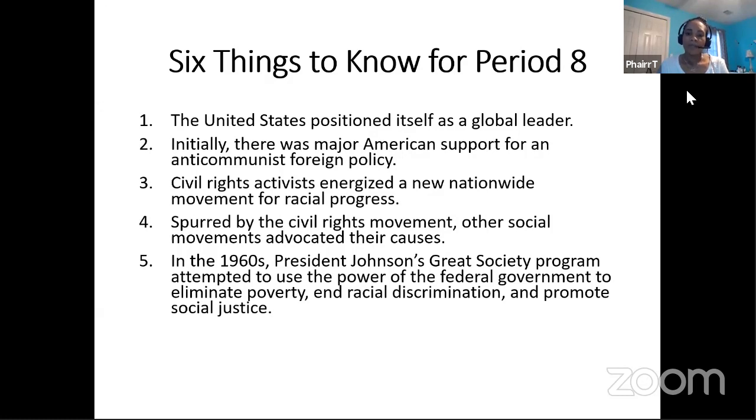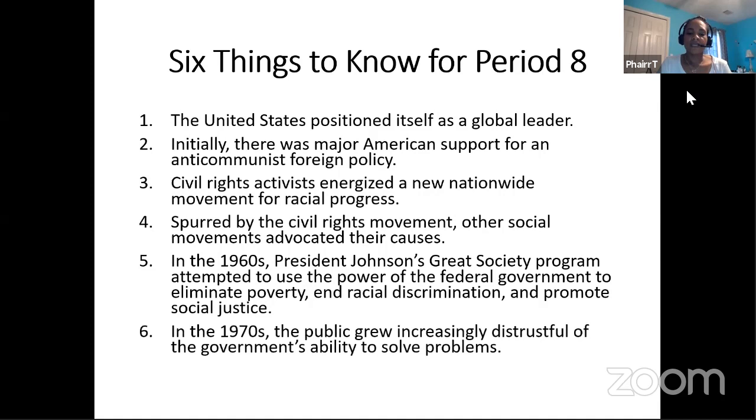What was the plan when he wanted to eliminate poverty? How did he use that to end racial discrimination, as he signed certain bills that ended things like the Voting Rights Act? And then, of course, promoting social justice, not just for African Americans, but also for Native Americans. That was also a part of the Great Society program as well.